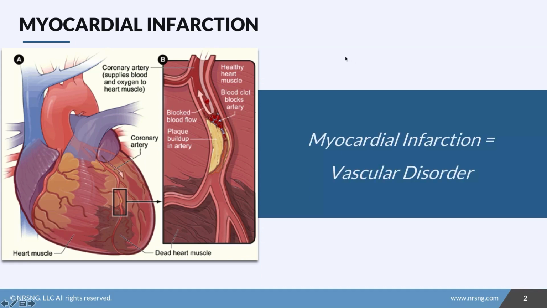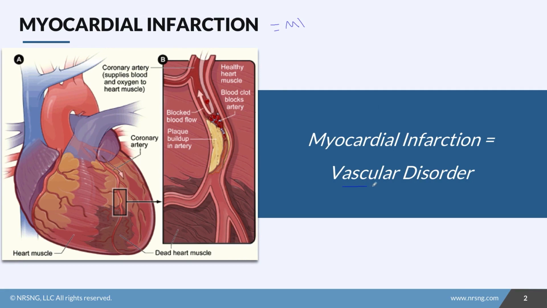In this lesson, we're talking about myocardial infarction, which is a sudden restriction of blood supply to a portion of the heart. This causes ischemia and death to muscle tissue. Let's go into this in a little bit more detail.